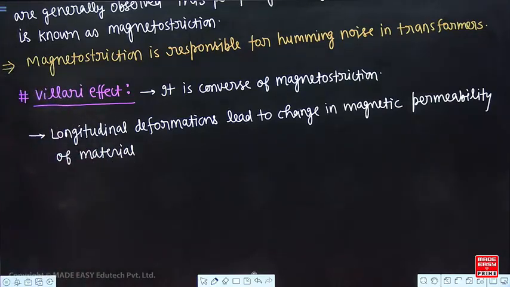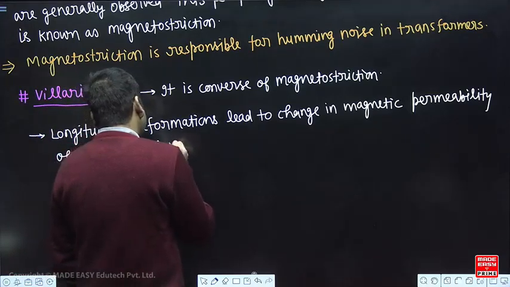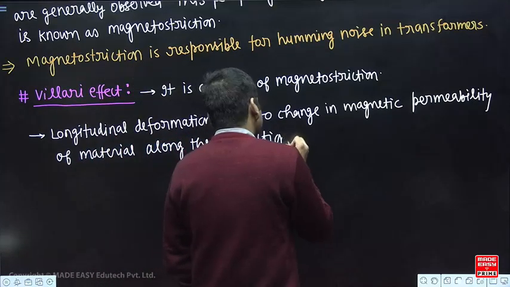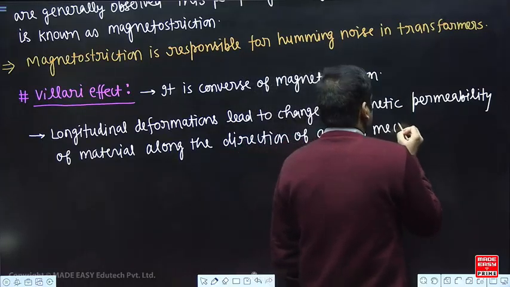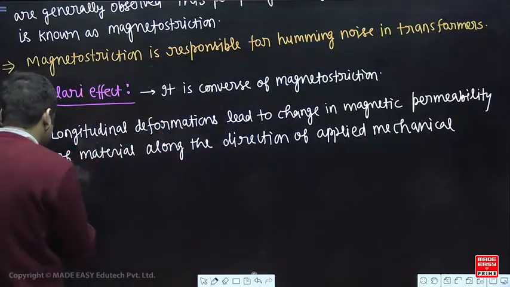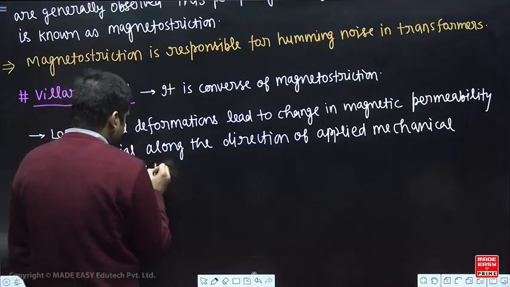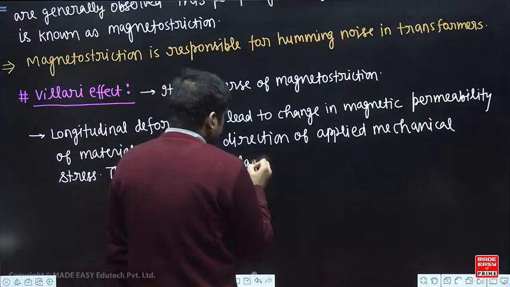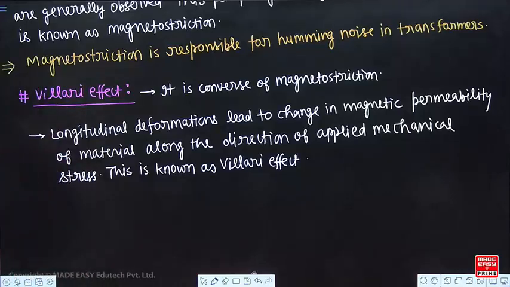Longitudinal deformations lead to change in magnetic permeability of material along the direction of applied mechanical stress. This is known as Villari effect.